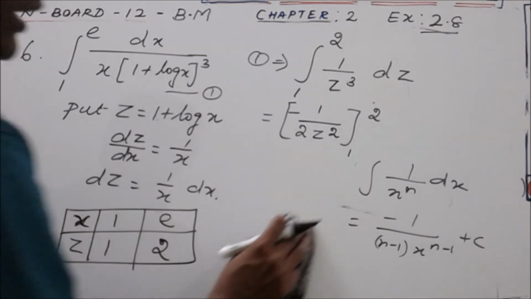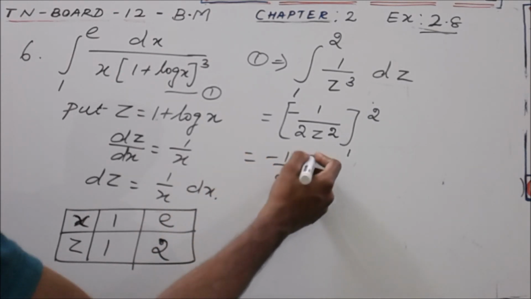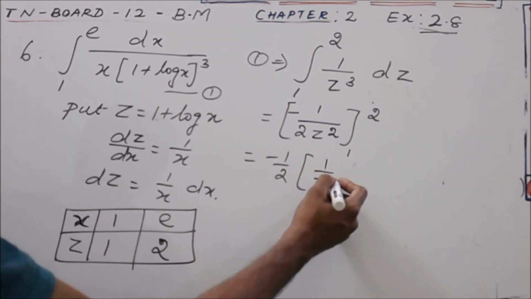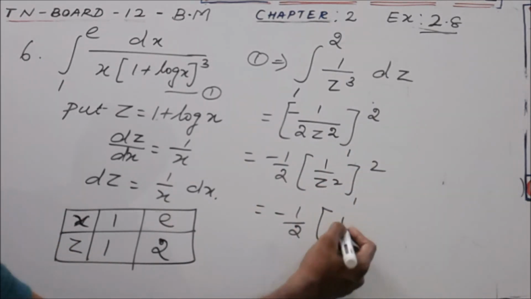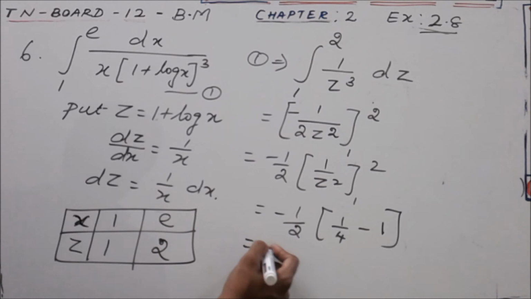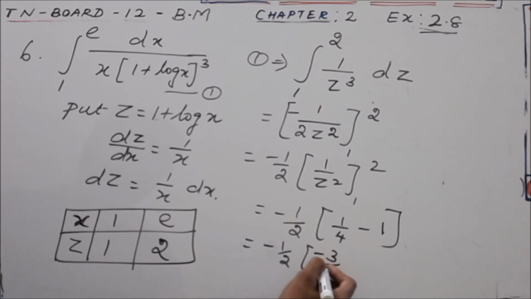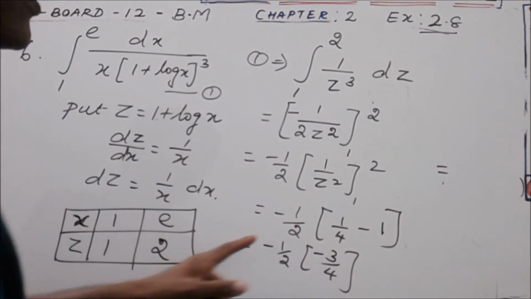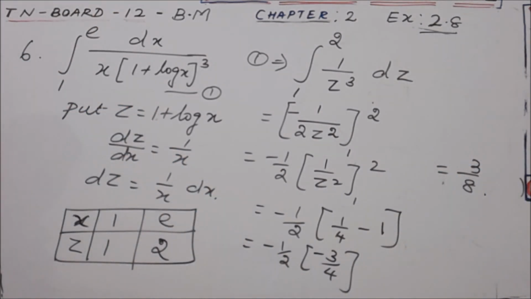Substituting the upper and lower limit values, take minus 1 by 2 as constant, and the remaining is 1 by z square with limits 1 to 2. Minus 1 by 2 into (1 by 2 square, which is 1 by 4, minus the lower limit 1 by 1, which is 1). Simplify it: 1 by 4 minus 1 is minus 3 by 4. Multiplying these two values, we get 3 by 8. So the value of the integral from 1 to e of dx by x into (1 plus log x) whole cube is equal to 3 by 8.